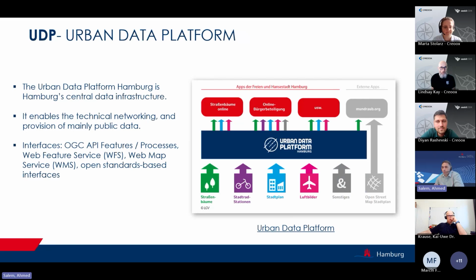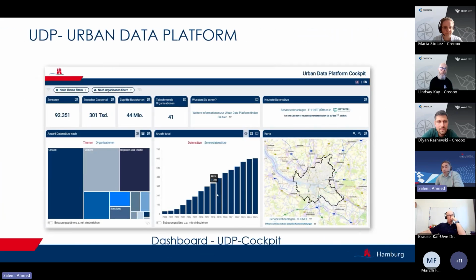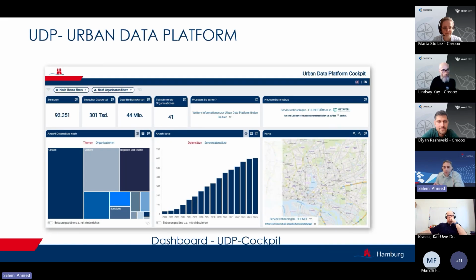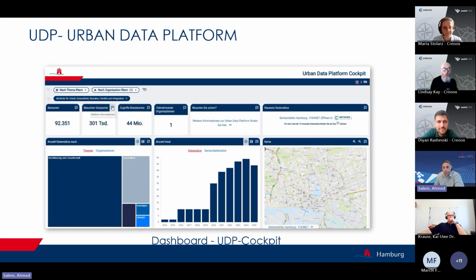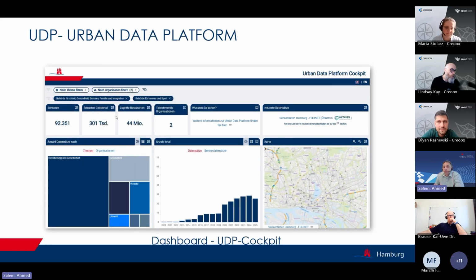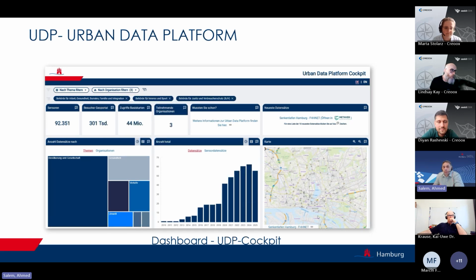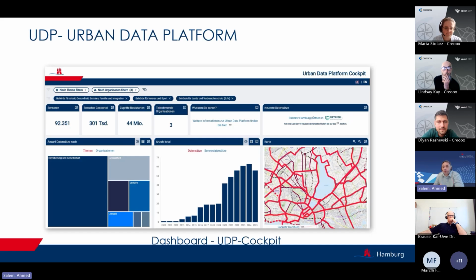And the Urban Data Platform Hamburg, UDP, is the city's central data infrastructure. It connects and provides mainly public urban data through open interfaces like OGC API Features and Processes, or Web Feature Service and Web Map Service, WFS and WMS. The platform itself includes more than 600 data sets organized by theme or by authority, and it's widely used across the city of Hamburg. Internal applications, but also external apps, are built on this data and use it for the different topics that need it.